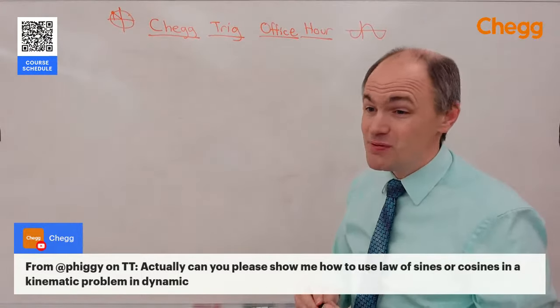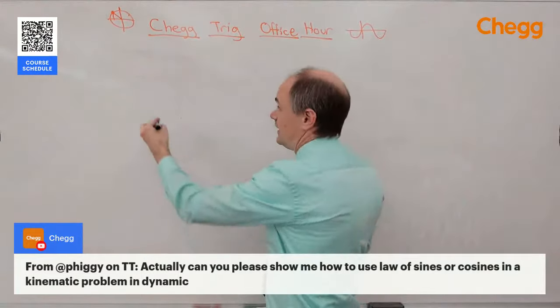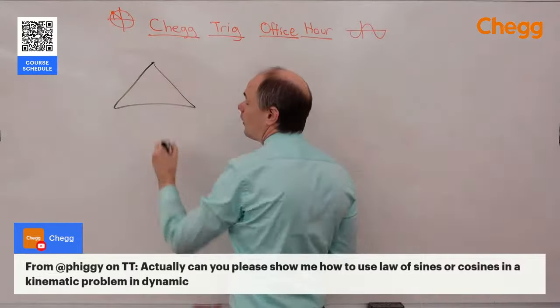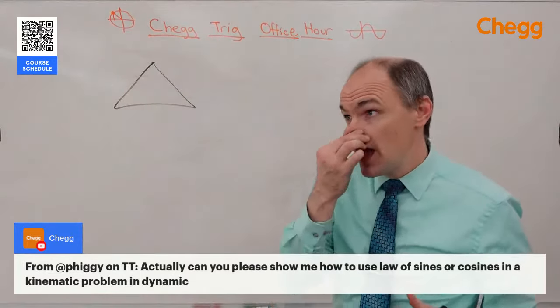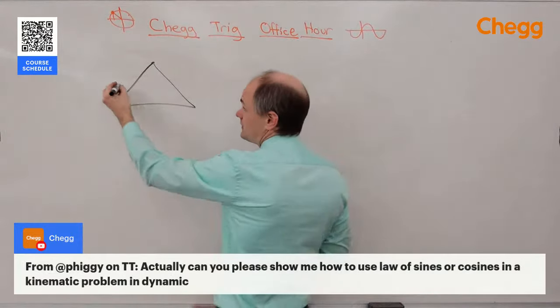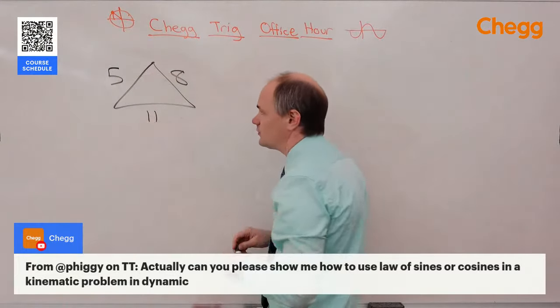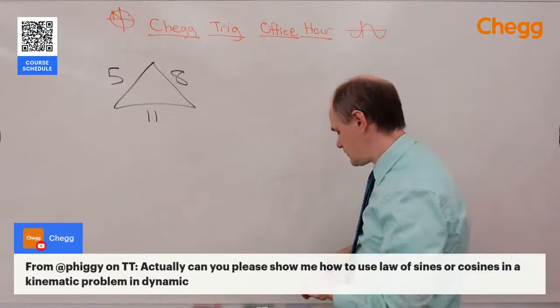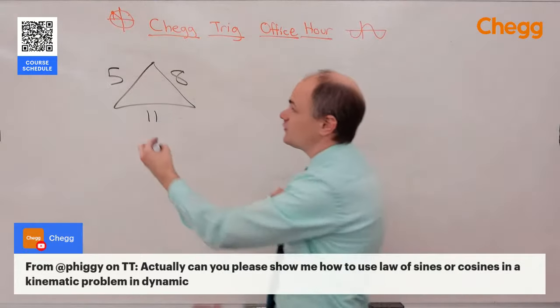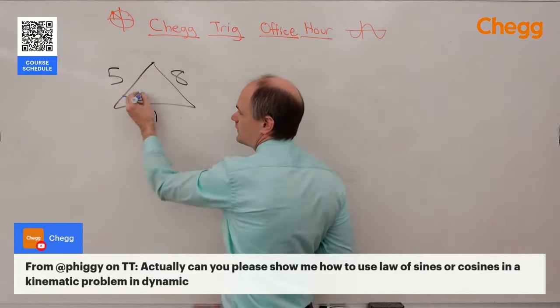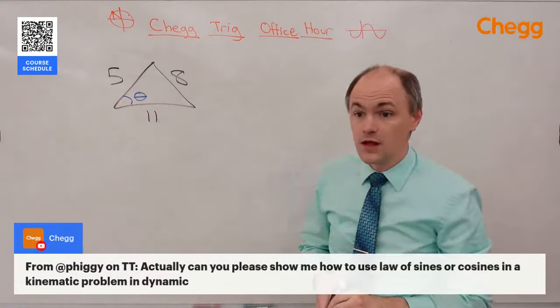A problem that people miss a lot in trig is when we've got all three sides of a triangle and we want to find some angle. Let's say we've got 5, 8, and 11 are the sides. And let's say we want to find one of these angles. We'll call this angle theta.